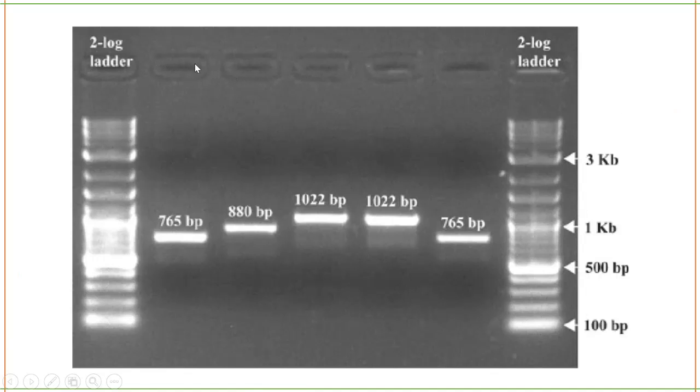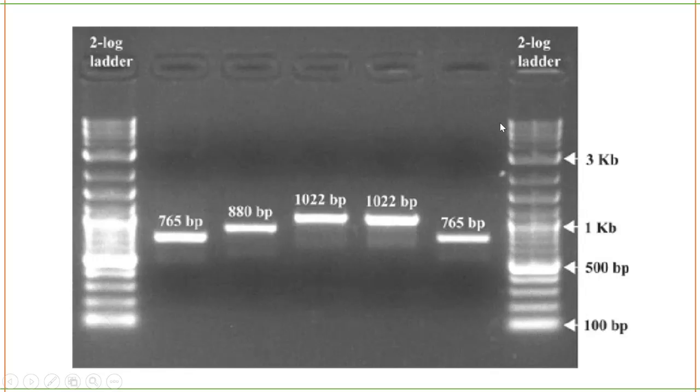These are the ladders, you can see. These are the wells, and this is the ladder. This is of known size of DNA. For example, this is 3 kilo base pairs, this is 1 kilo base pairs, this is 500 base pairs, this is 100 base pairs. So you should keep one thing in your mind: the DNA fragments which are smaller in size will move faster and will be near the end of the gel, and the DNA fragments which are larger in size will move slower and will be above.